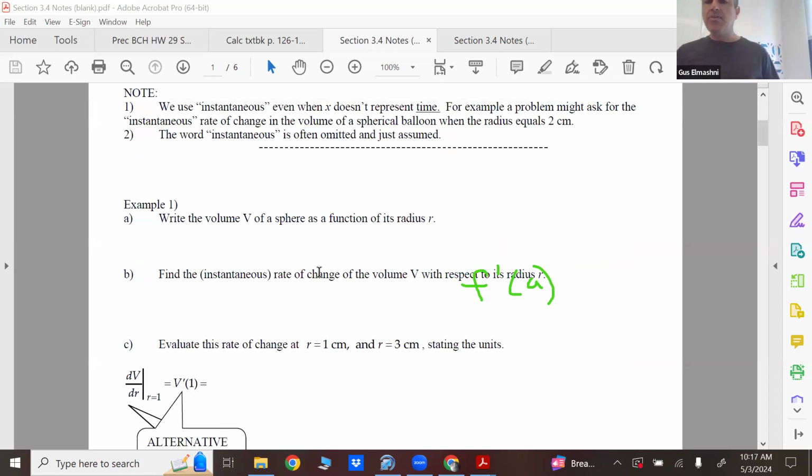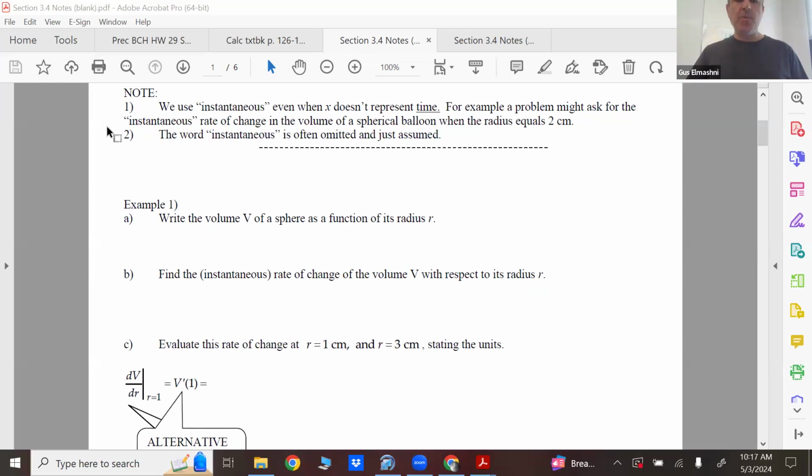Now, just so you know, instantaneous doesn't always have to deal with time, even though we often deal with time, like we deal with rates like that. But you could look at the rate of something else. For example, we could look at how volume changes with the radius, right? So maybe we want to find that derivative. So you don't always have to be dividing by time. Like when the radius is a particular value, how fast is the volume changing, right?